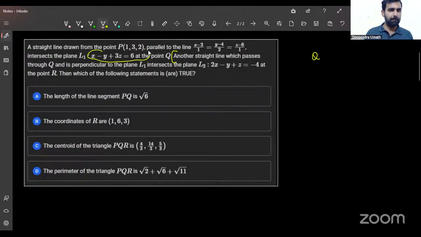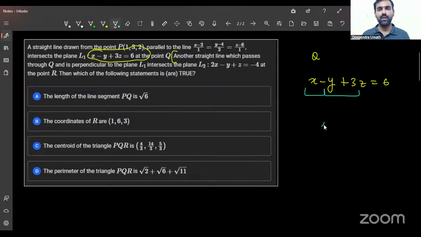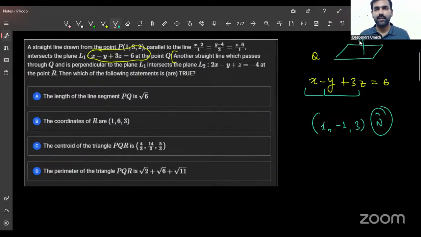So if there is a plane, I hope you know, by looking at the coefficients of x, y, and z, I can say that those will be the direction ratios of the perpendicular or normal of the plane. So if the plane is x minus y plus 3z is equal to 6, the coefficients of x, y, and z are 1, minus 1, and 3. So 1, minus 1, and 3 are going to be the direction ratios of the normal to the plane. So if this is how the plane looks like, the normal to the plane will look somewhat like this.